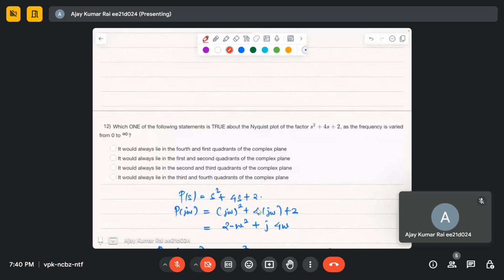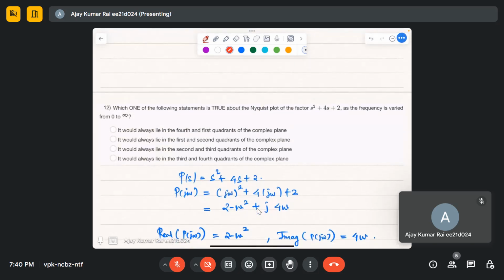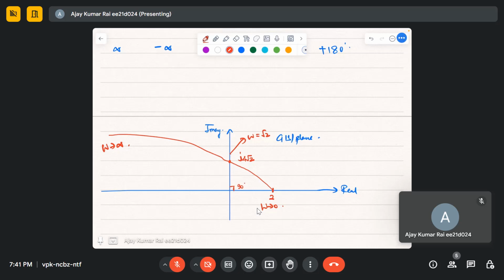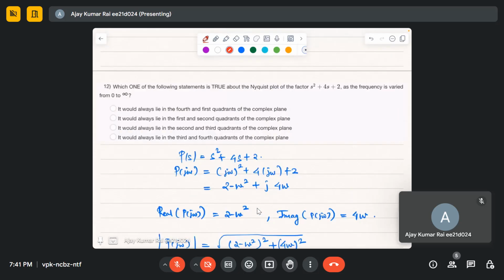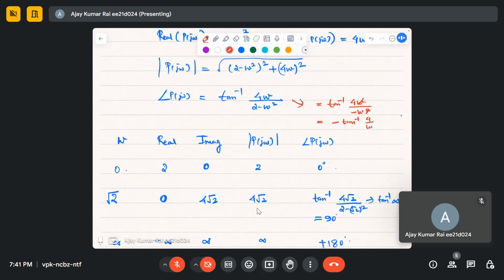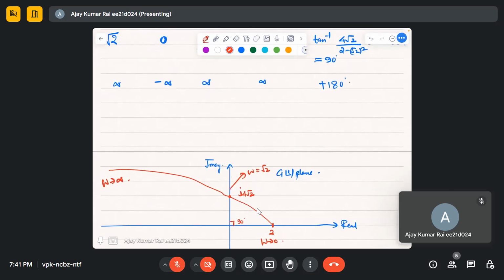But what is the function? So we have to find out in which quadrant it's lying. It is lying in the first and second quadrant. So let's see the first option. It would always lie in the fourth and first quadrant of the complex plane. So this is wrong. Second option is it would always lie in the first and second quadrant of the complex plane. Okay, this is correct, right? It's lying in the first and second quadrant, right?